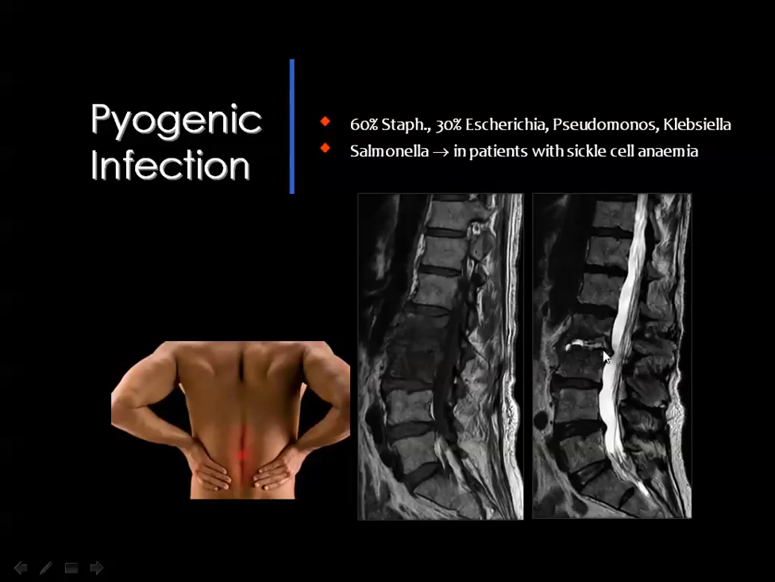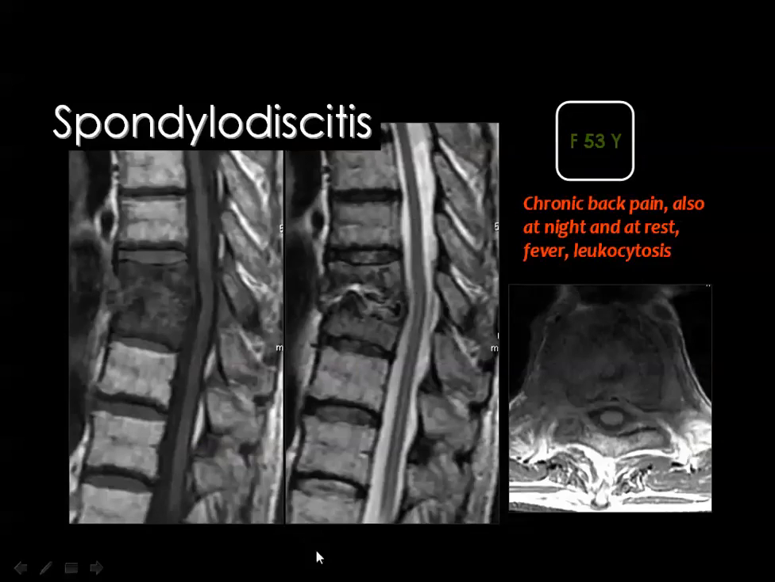a lot of water in the disc substance, which is very bright in the T2 weighted image compared to the above and lower discs, which are degenerated. And commonly you see staphylococcal infection, then followed by Escherichia infection, Pseudomonas, Klebsiella, and Salmonella can be seen in patients with sickle cell anemia.